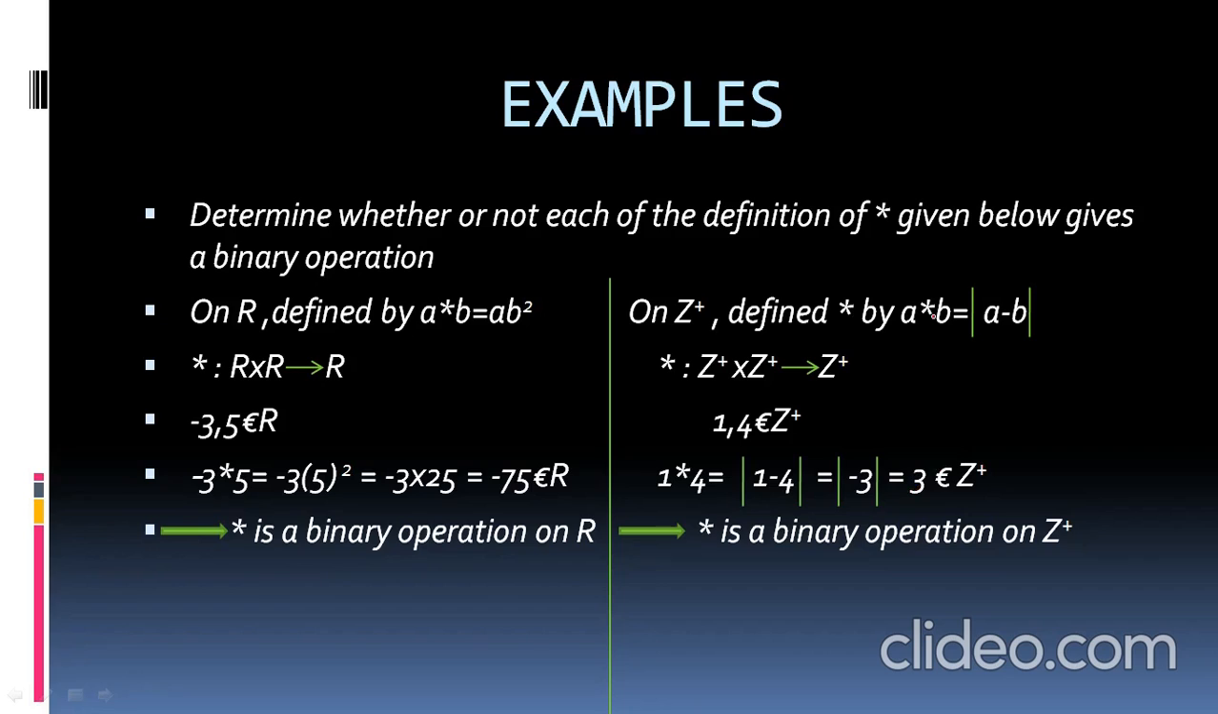So we can say in general this operation a star b, which is equal to mod a minus b, always generates a positive integer. So this operation is defined on set of positive integers and it is a binary operation on set of positive integers.